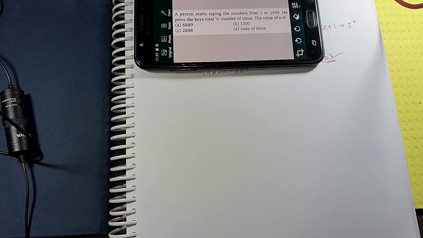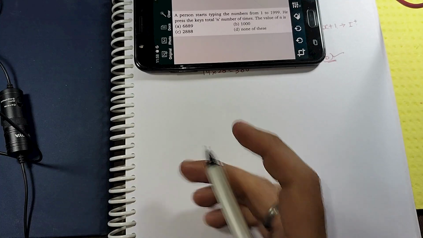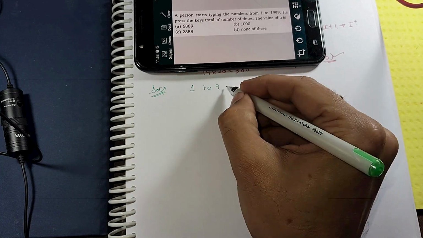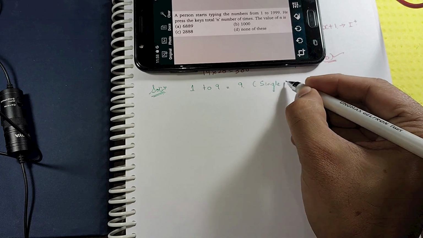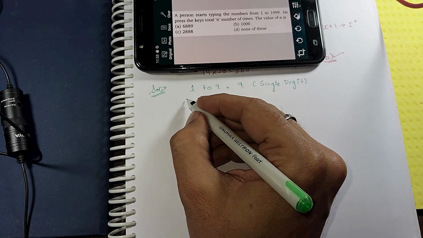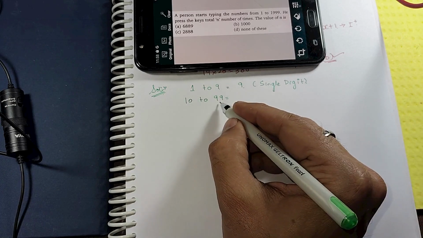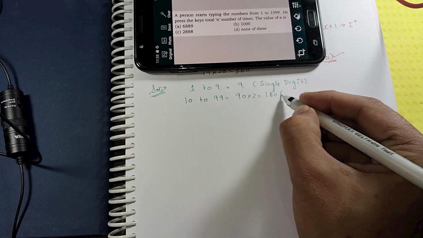A person starts typing the numbers from 1 to 1999. He presses the key a total of n number of times. The value of n? So we need to find how many digits there are. First we will start with 1 to 9. The total number of digits is 9, and these are single digits. Now we will do the 2-digit numbers, from 10 to 99. These are 90 numbers, so 90 multiplied by 2 equals 180 digits.